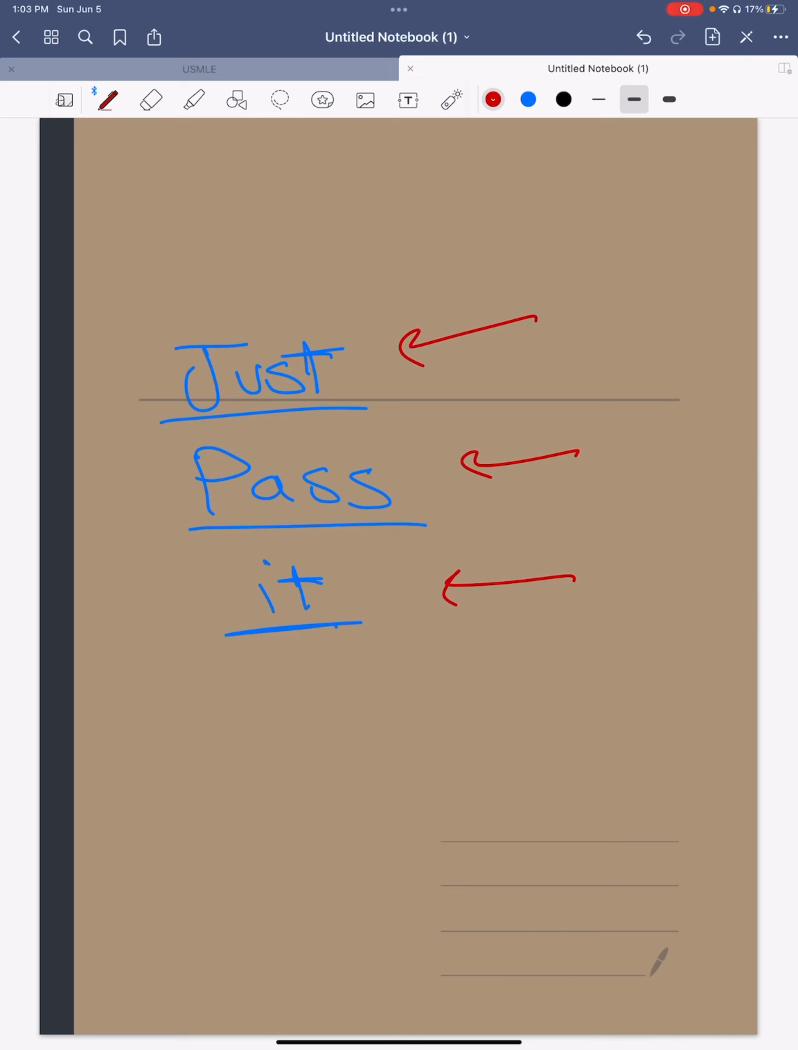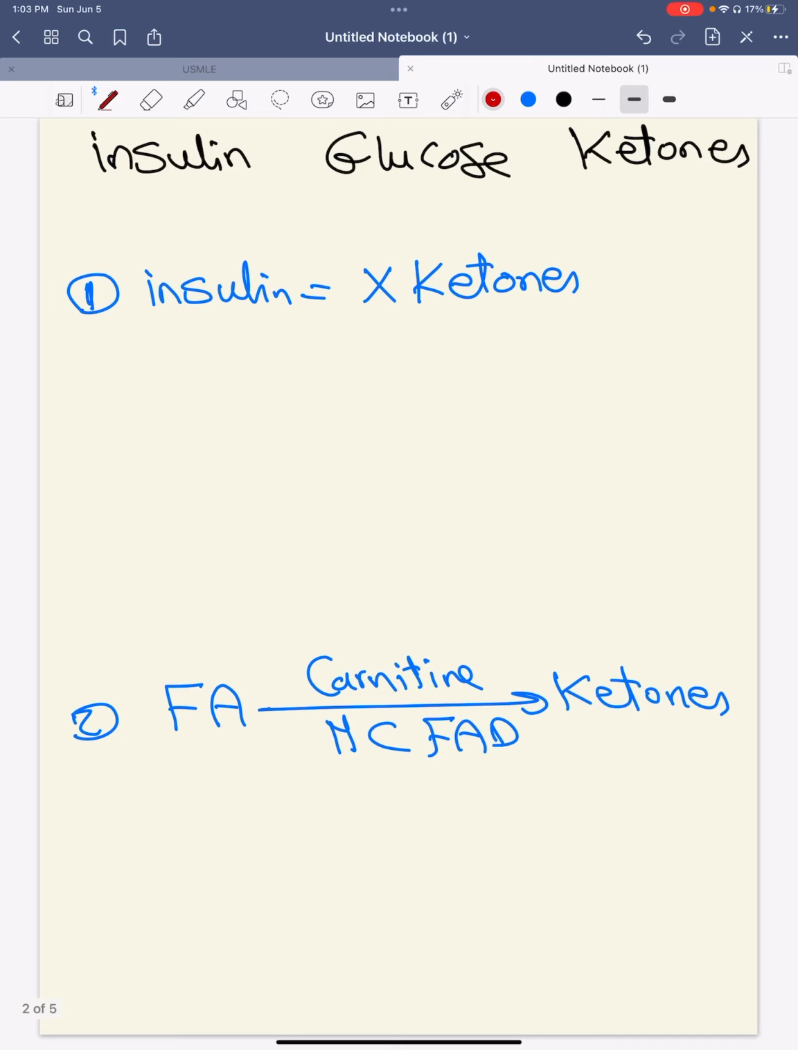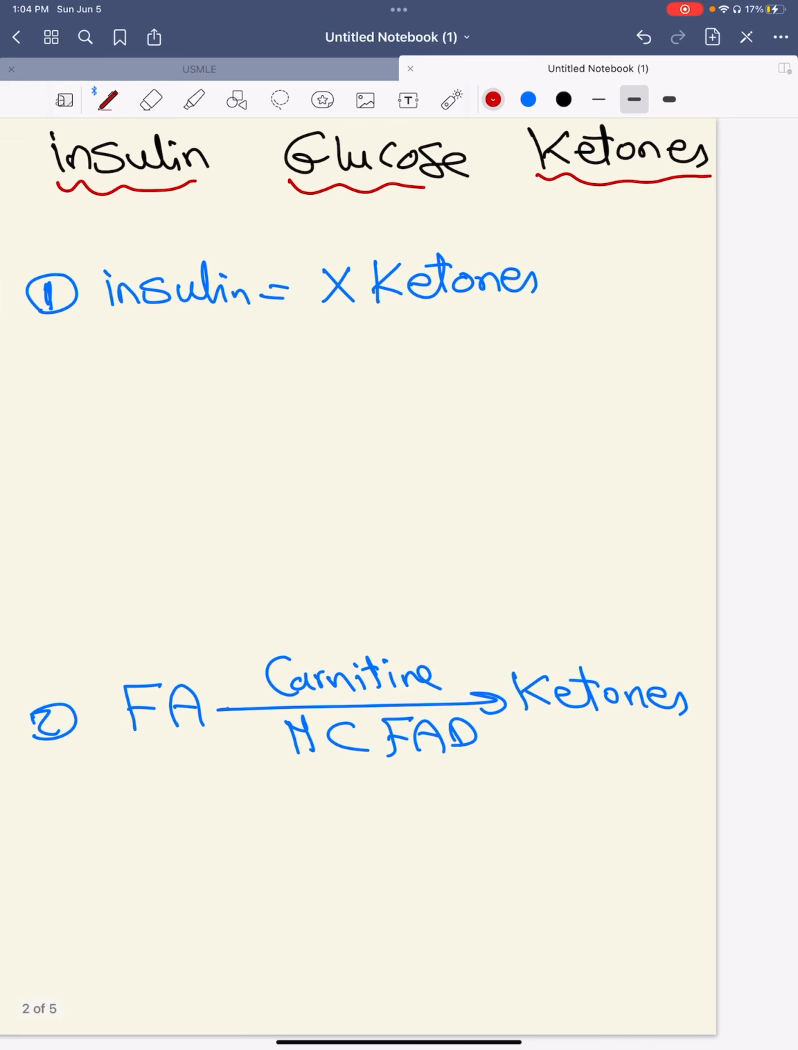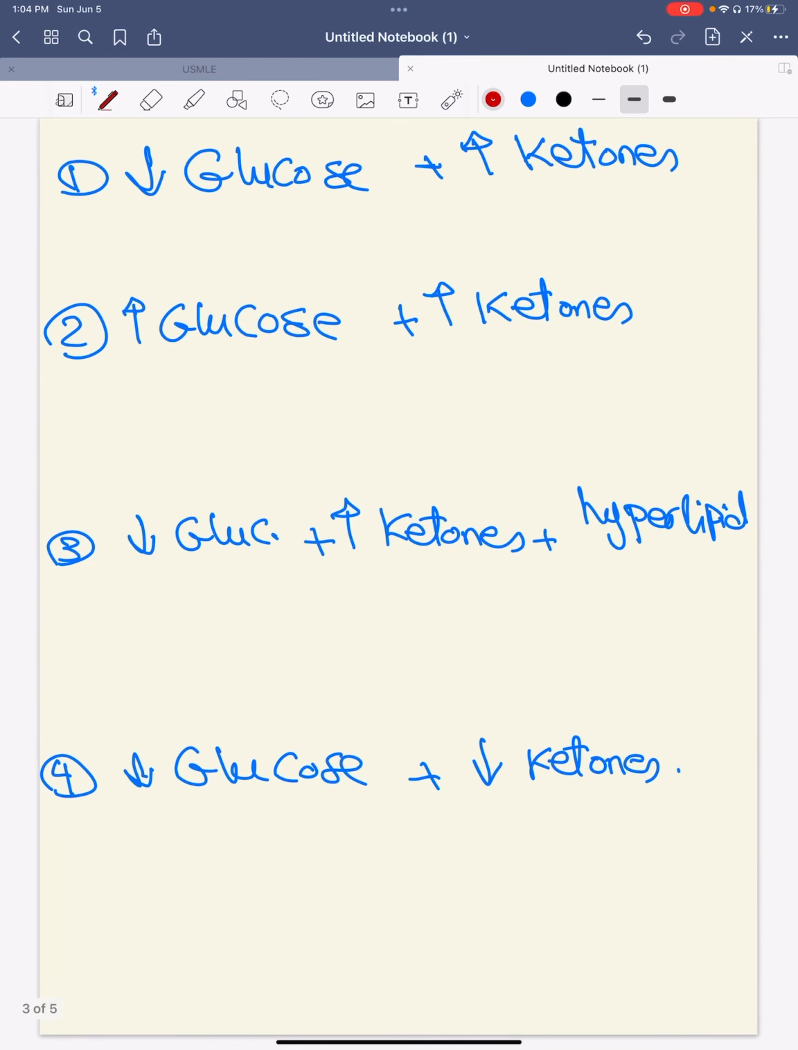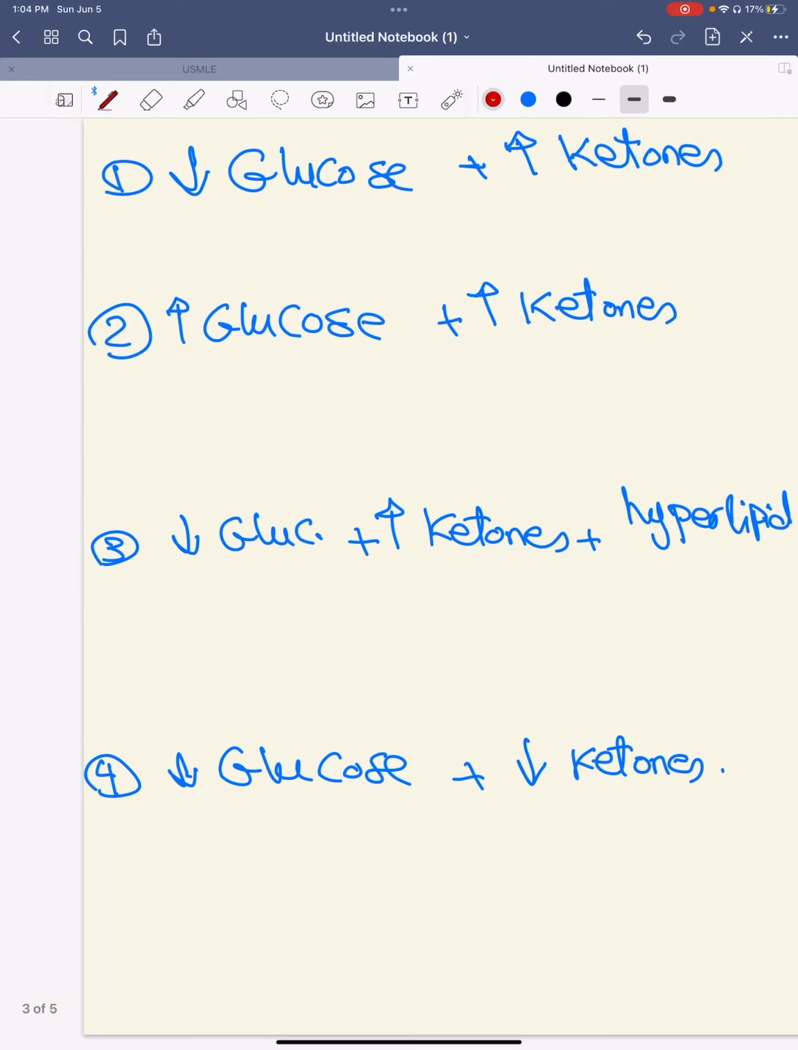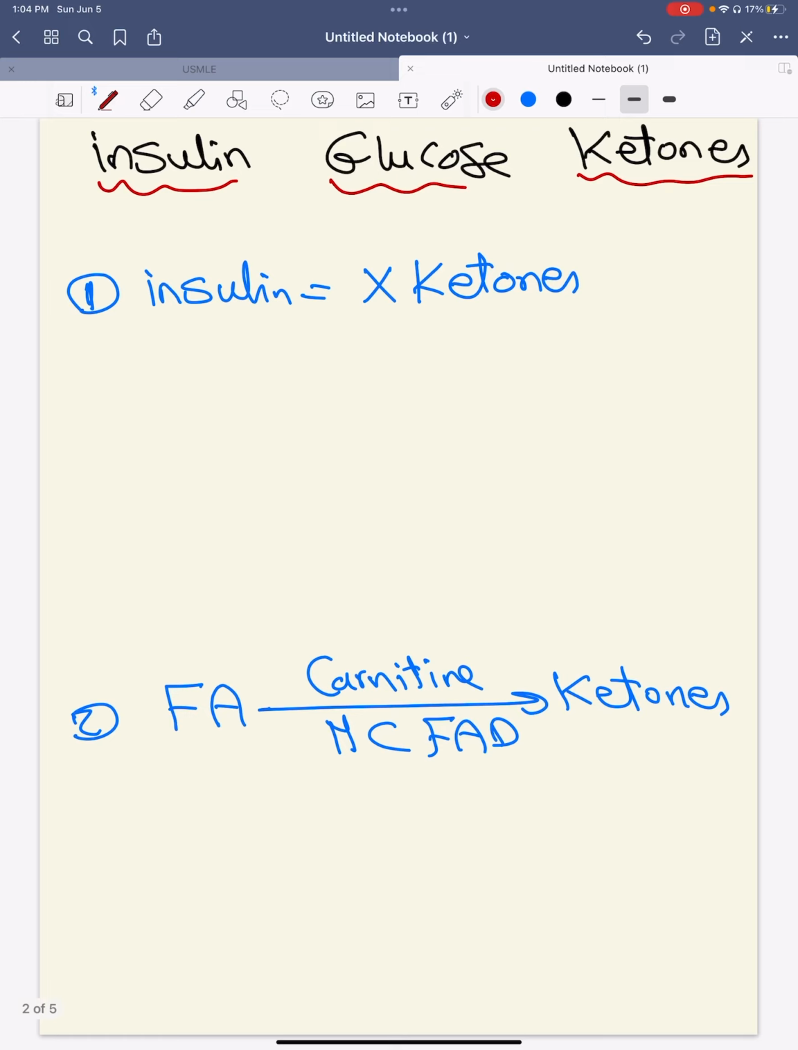So let's get started. Here is our first topic we're gonna discuss, which is the relation between insulin, glucose, and ketones. We're gonna discuss a few disorders here, so before we get to this, let's first introduce the topic to you. Rule number one: if you have insulin, this means you have no ketones.